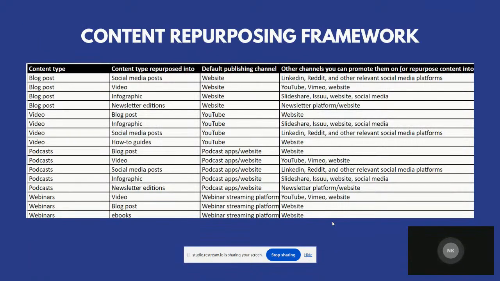So a simple content repurposing framework can look like this, right? What is the base content or what is the foundational content you can create? What do you repurpose that into, and what are the different platforms on which you can distribute the content, right? So this framework also takes into consideration how you can distribute, which is why I've listed the different channels you can use on the right side here. So this is what a content repurposing framework looks like.